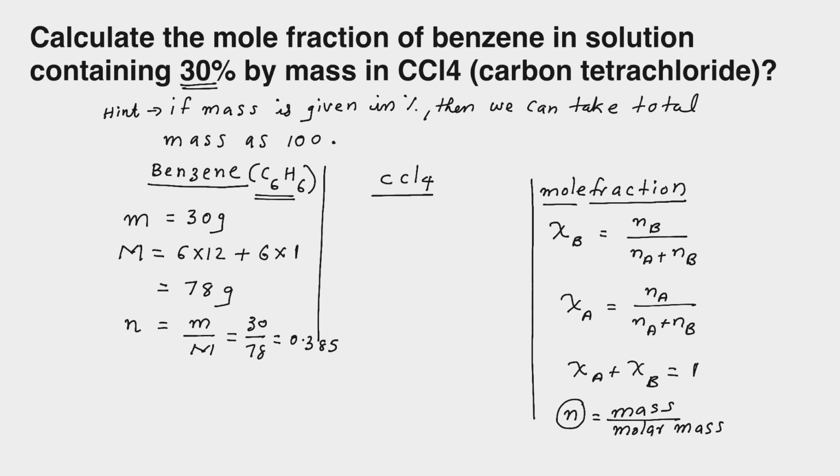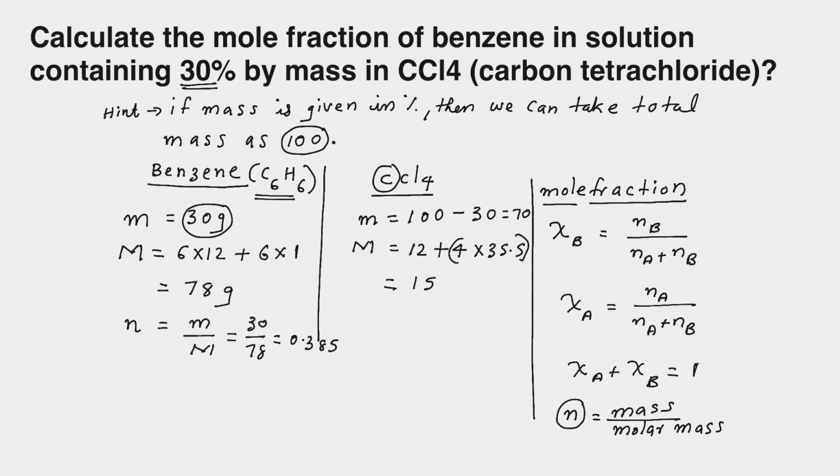Regarding carbon tetrachloride, what is the mass? See, total mass is 100. Mass of benzene is 30. So, definitely mass of CCl4 will be 100 minus 30, that is 70. Now, what is the molar mass? Regarding molar mass, for carbon, atomic mass is 12. Only one carbon is there. And regarding chlorine, it is 35.5. But 4 chlorine is there, so 4 times 35.5. On calculating, you will be getting 154.